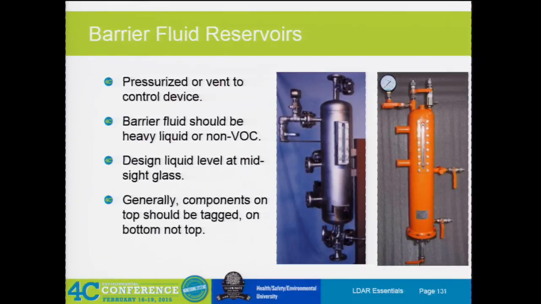Barrier fluid reservoirs. Someone brought these up earlier, but they're pressurized or vented to a control device. You see a pretty good mixture of both of those. Some of them, 50%, have a nitrogen blanket on them. The other 50% you see out in the field are going to go straight to your CVS system. You see a valve usually right here, and then there's a check valve after that. That's where most people call their CVS system, starting at that check valve.